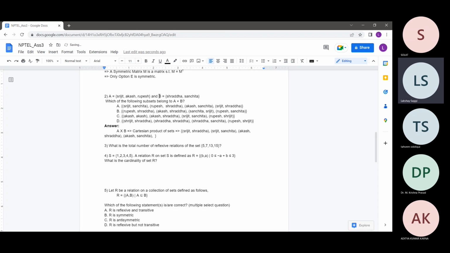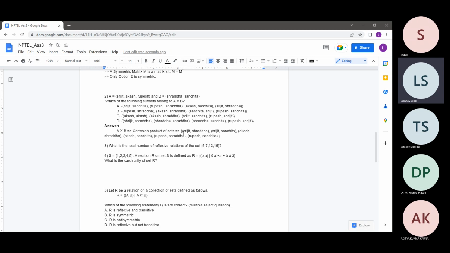It's not anything too complicated. I'm just writing it down so everyone can agree with the definition with an example. And Rupesh can be paired up with Shraddha, and similarly, Rupesh can be paired up with Sanchita. So these would be the set A cross B.